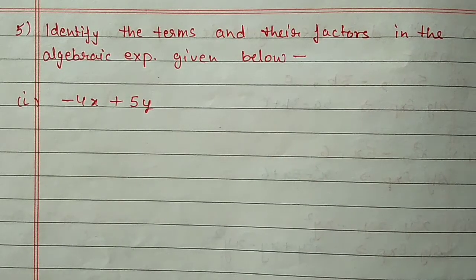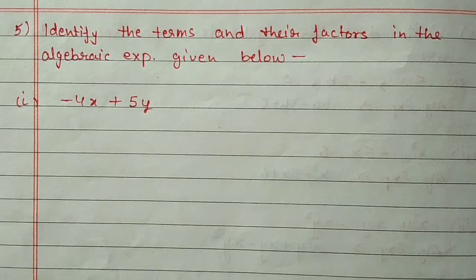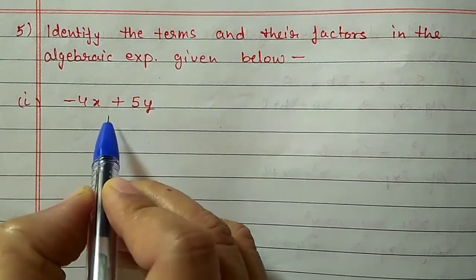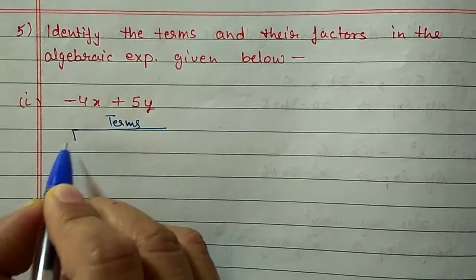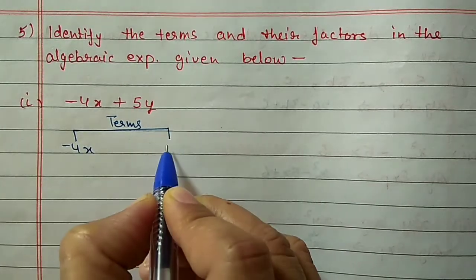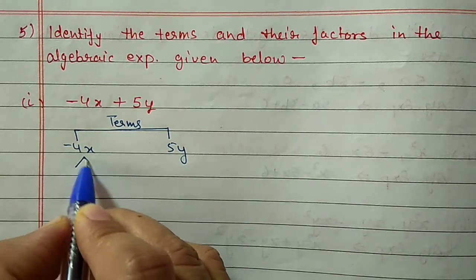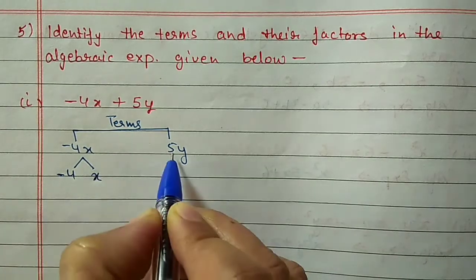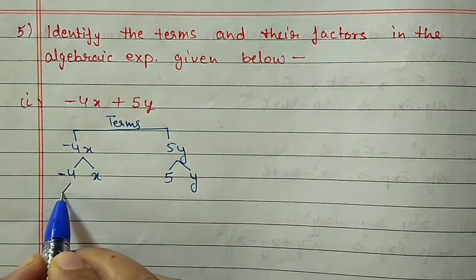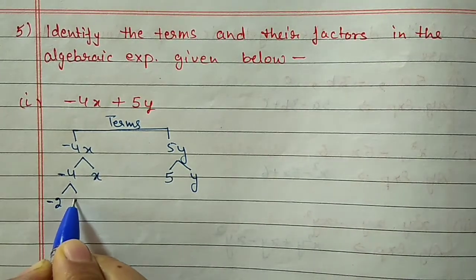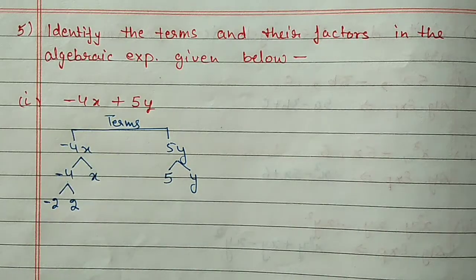Next, question number 5, identify the terms and their factors in the algebraic expression given below. This expression is having two terms. First is minus 4x and second one is 5y. Again we have to factorize it. So this we can write as minus 4 and x, and this 5y we can write as 5 into y. Here this 4 also we can write as minus 2 into 2. So these are the factors of the given expression.